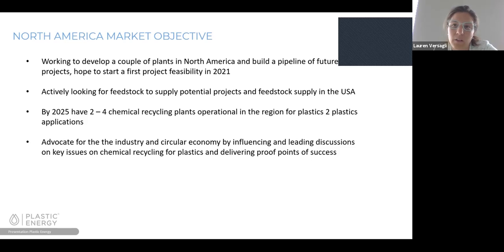And we're very active in overall advocacy and information for the industry. Whether that's discussions on mass balance or discussions on the definition of recycling or helping lobby for inclusion of some of these technologies in state legislation and demonstrating what we've been able to do so far in Europe, we're very engaged on that front.